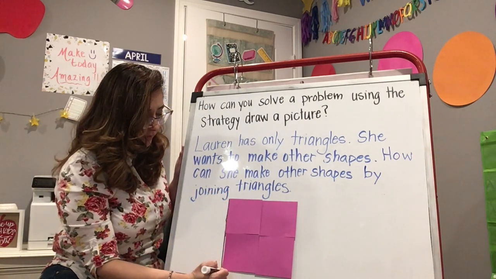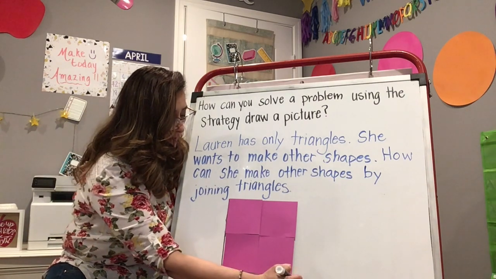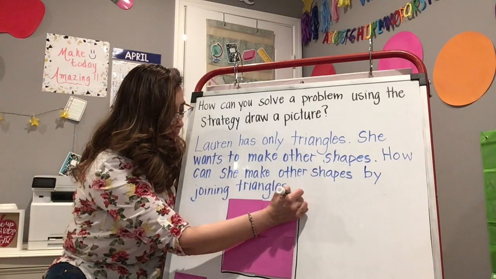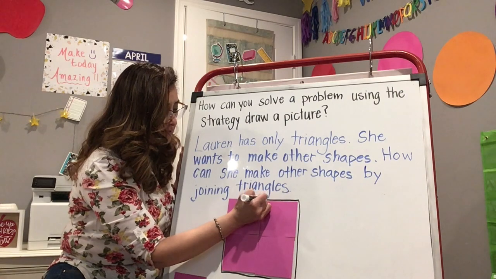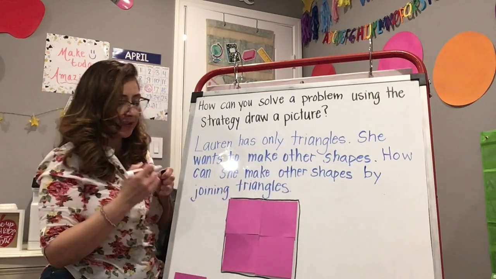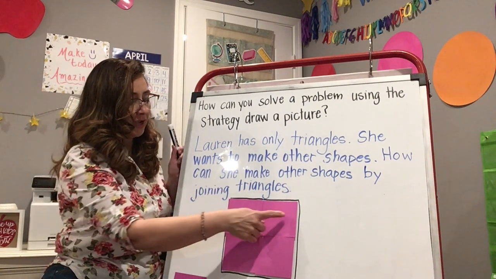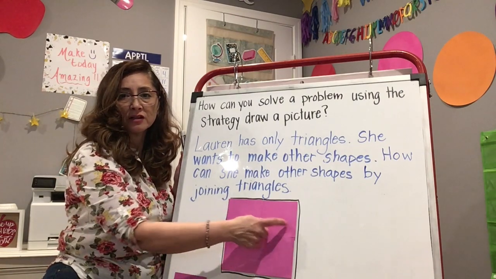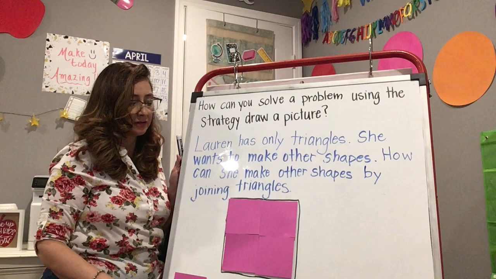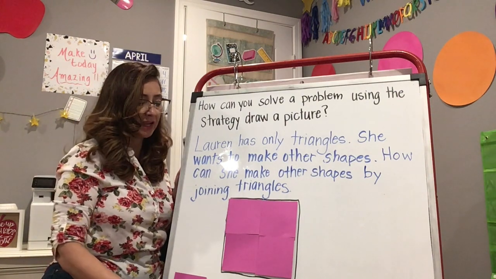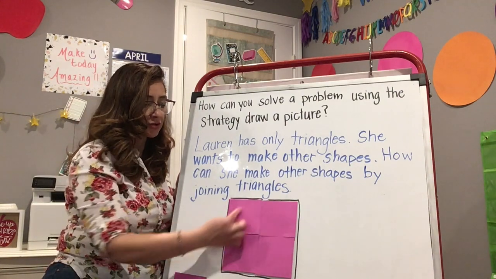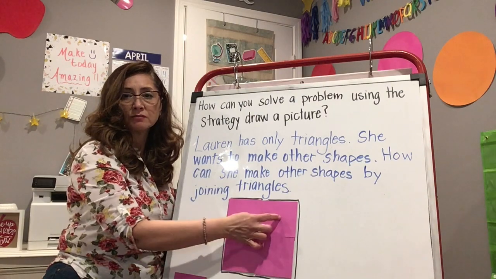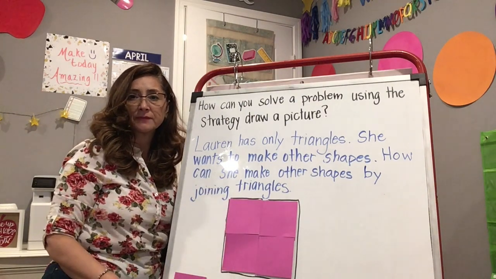So we can remove that one, and we could take our pencil here, or in my case a marker, and we could trace around this shape, and we will notice that we were able to make a larger square using the smaller squares. We were able to make a larger square using the smaller squares.